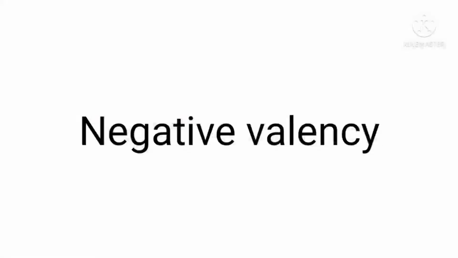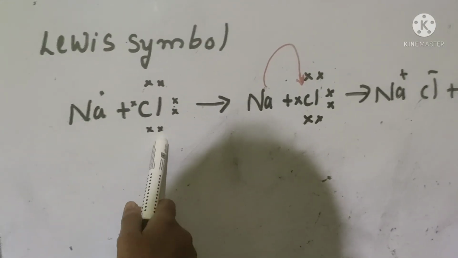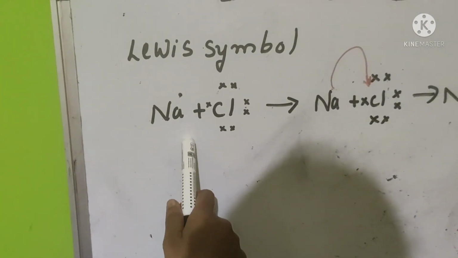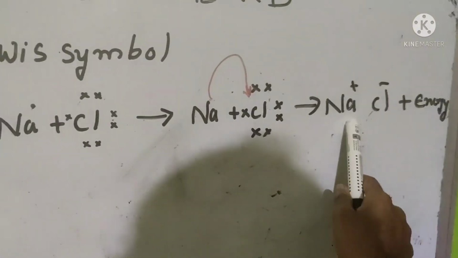And what is meant by electrovalency? The number of electrons lost or gained by an atom of an element is termed as electrovalency. The element which gives up electron and becomes positively charged ion has positive electrovalency, while the element which accepts an electron and becomes negatively charged has negative electrovalency. And the Lewis symbol for sodium chloride ionic bond formation is given here. This is the dot structure. Transfer of electron is shown here. Then form ionic bond.